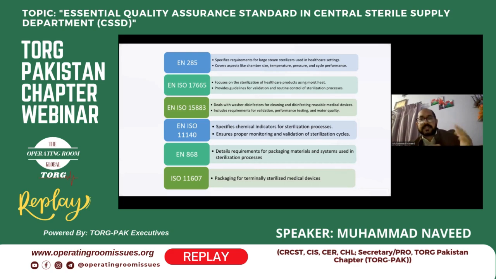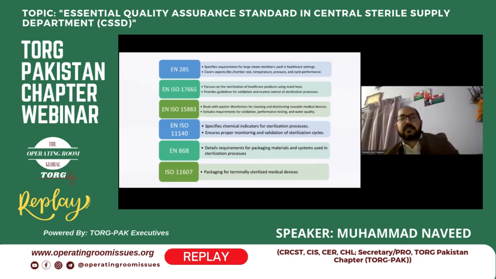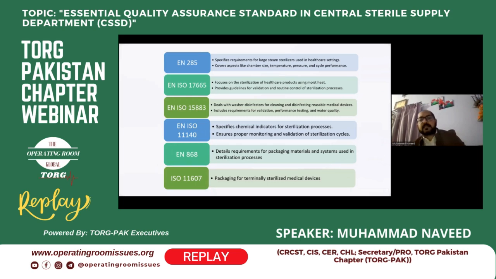We are using the internal integrator to check the steam process, and the process tape, like the sterilization tape. And the third one, we are using the biological indicator. These are the spores. If the spores are killed, then we can achieve the SAL, sterility assurance level. So these quality assurance indicators show which indicator is needed for which sterilization process.